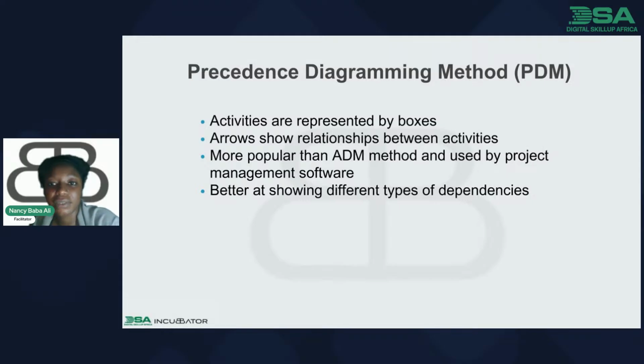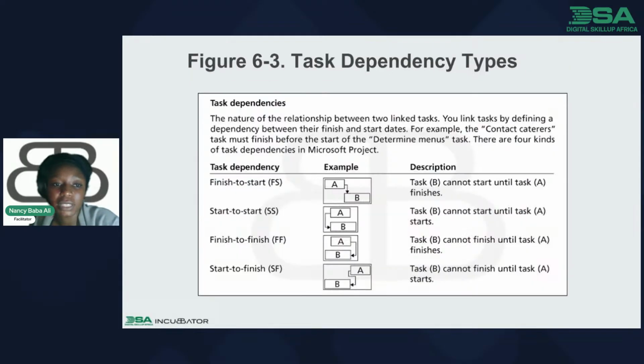So on the next slide, we have task dependency types. I'm sure for the person that came to the class for the first time, you were hearing of FS, SS, FF, and SF. So as you can see, FS means finish to start, SS means start to start, FF means finish to finish, and start to finish means SF.